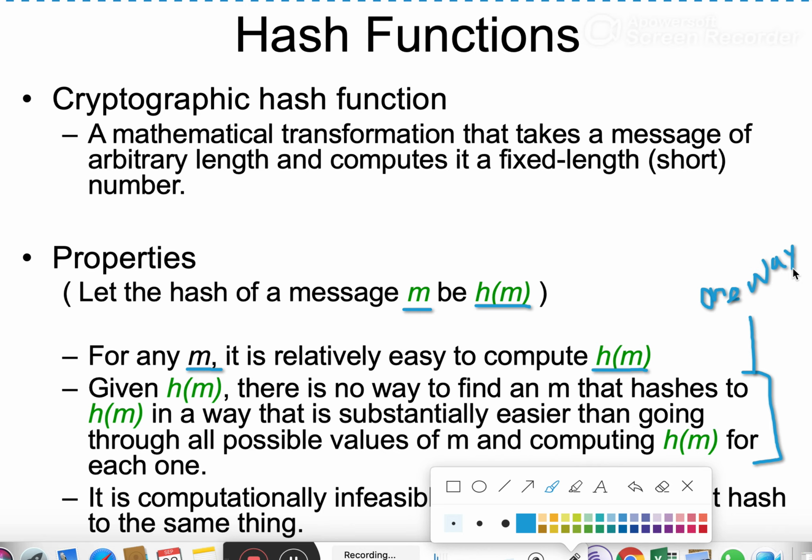Like in a cryptographic encryption algorithm, there is always encryption and then decryption. You have a message, you can get encrypted text out of it. You give the encrypted text as input to the decryption algorithm, you get message m back. But in the case of hash, there is no reverse. From m, you can calculate h of m, but if you have h of m, it should be computationally very difficult to find m, the original message, out of it.